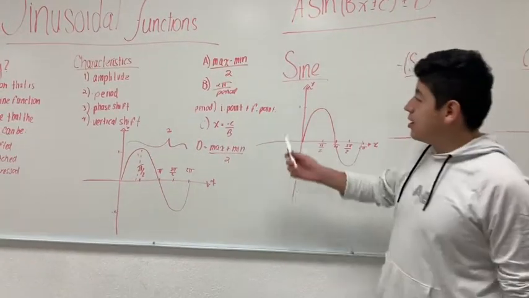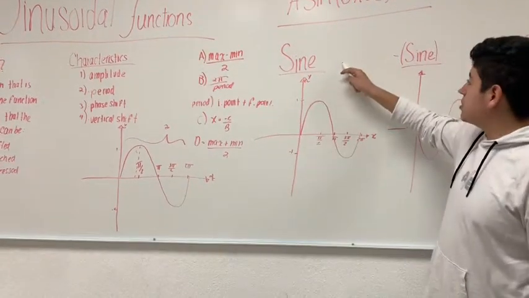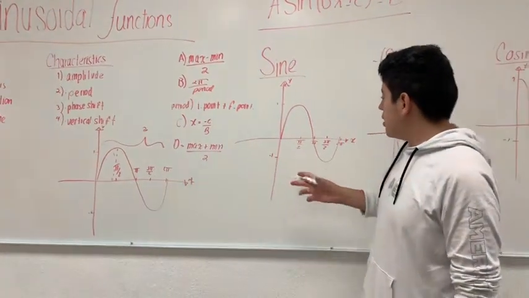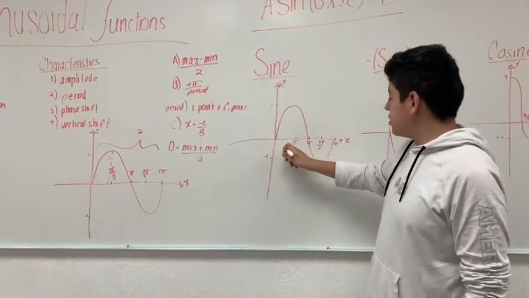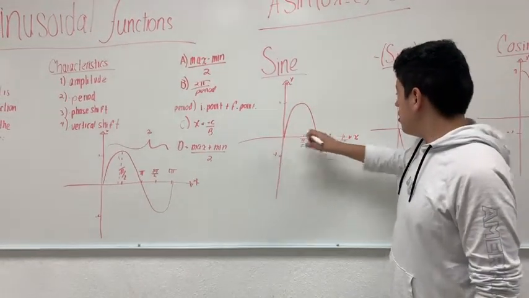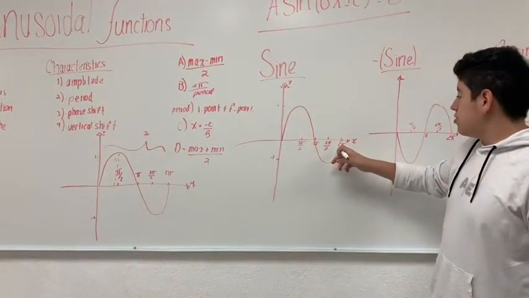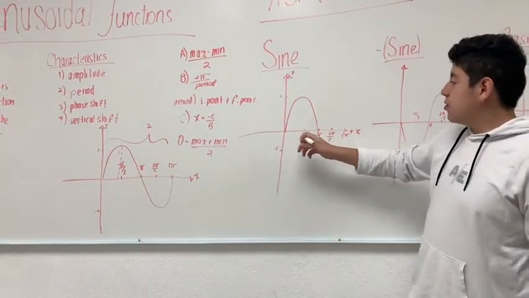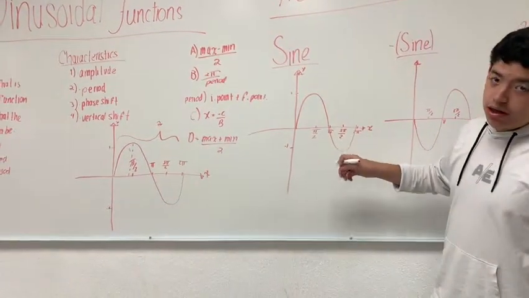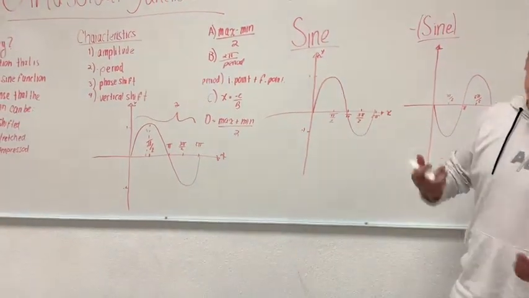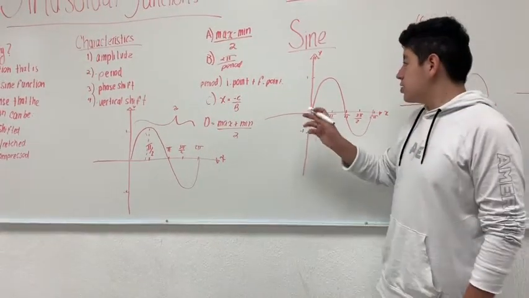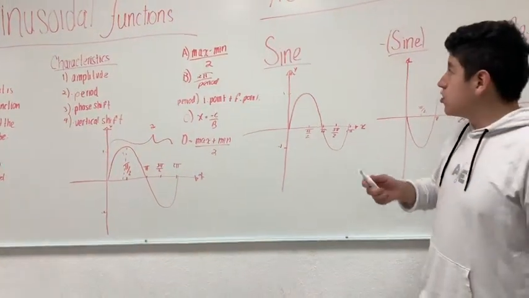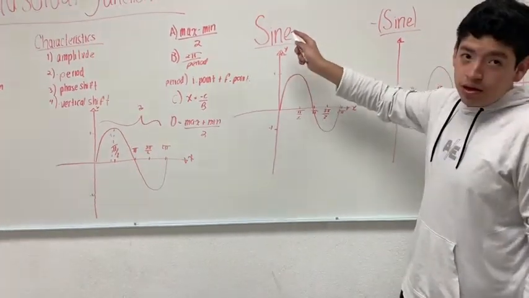Then we get b. b is 2 pi over the period. The period is the final point, in this case 2 pi, minus the initial point, which in this case is 0. So 2 pi minus 0 is 2 pi, and this is the period. So 2 pi over 2 pi is equal to 1. So in this case, b is going to be 1x.